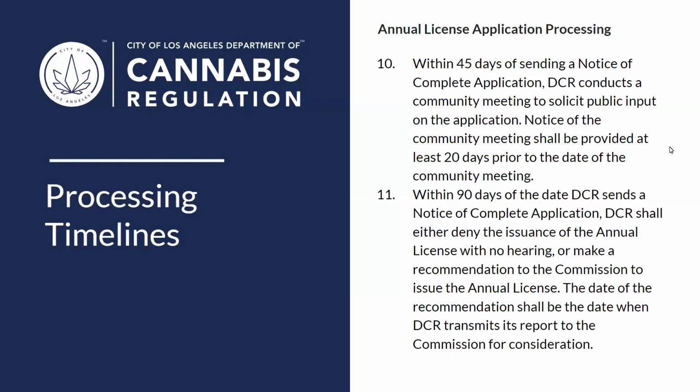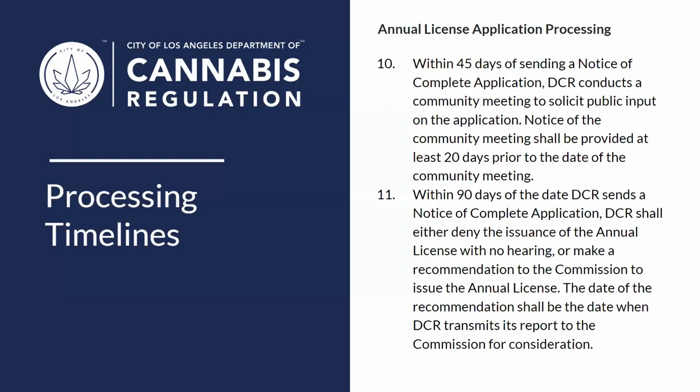Within 45 days of sending the notice of complete application, DCR will conduct a community meeting to solicit public input on the retail storefront on-site sales application. Notice of that community meeting shall be provided at least 20 days prior to the date of the community meeting. DCR will have a standing calendar whereby applications that have been deemed complete and the notices of complete application have been sent by date certain will go to community meetings in a specific area planning commission geography on a date certain to make sure that we adhere to this 45-day timeline.